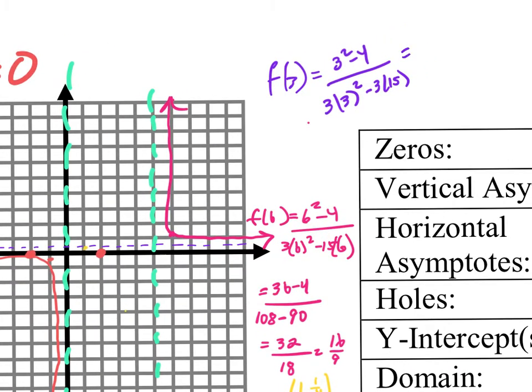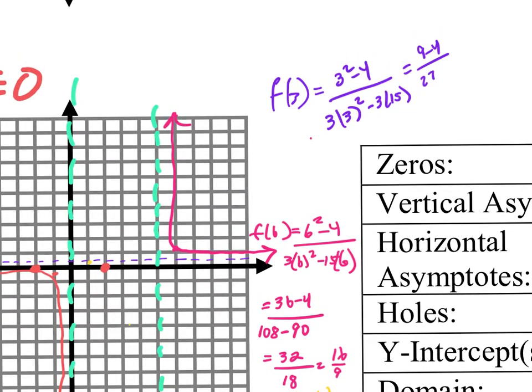Correct? Okay, so 9 minus 4 over 9 times 3 is 27. What's 3 times 15, guys? Negative 45. Okay, so I come out with 5 over negative, what's 45 minus 27? 18. Okay. Now again, when I plugged in 3, I got negative 5 over 18. Is that going to be above the horizontal asymptote or below it? It's going to be below, like that.